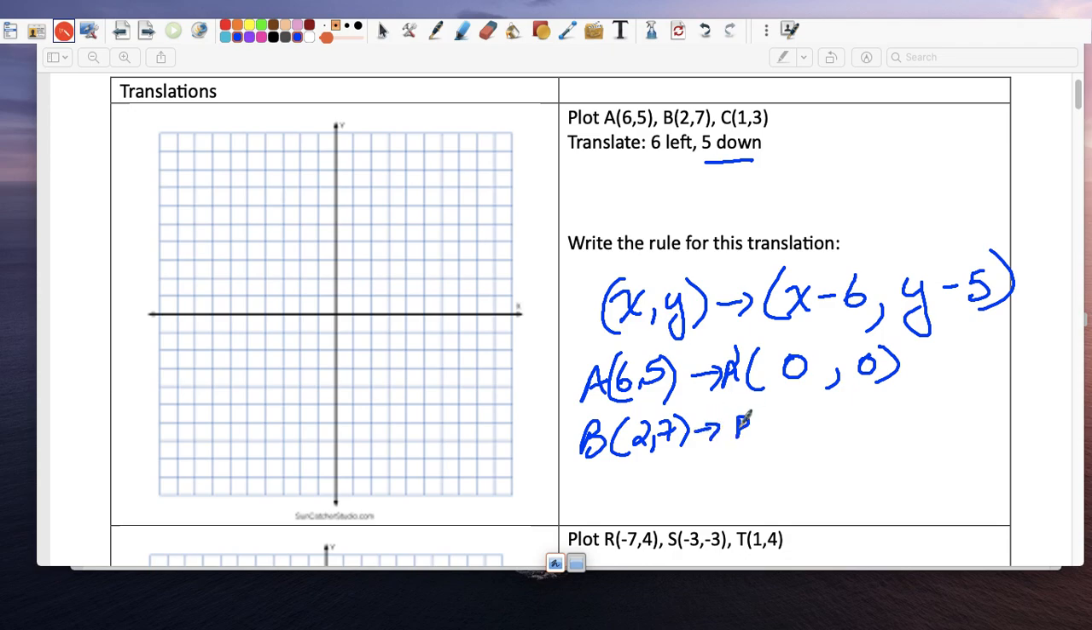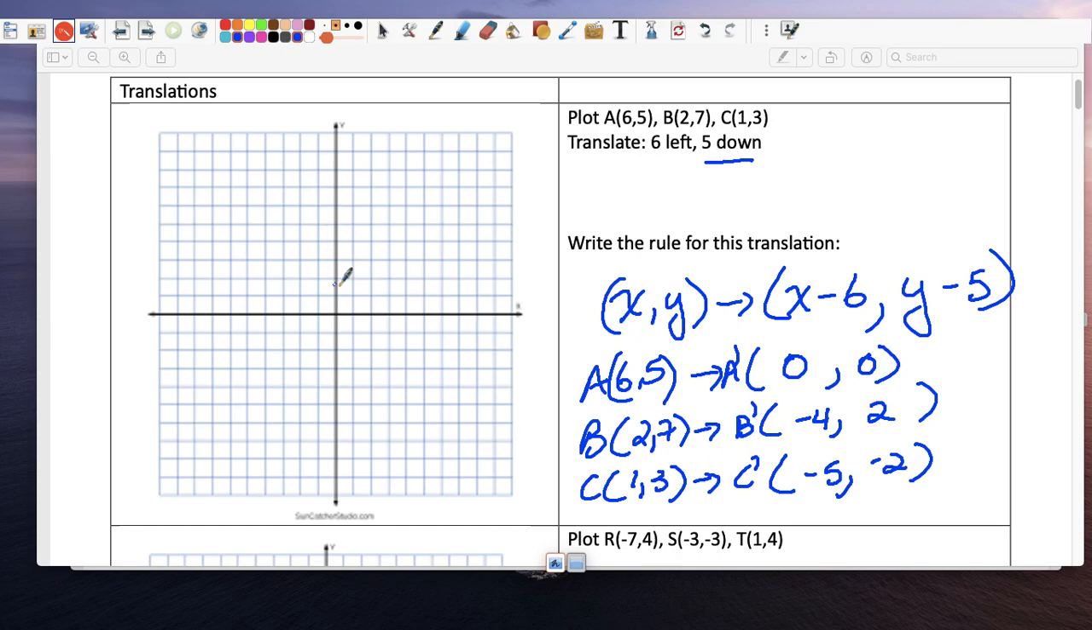B is 2 and 7. So 2 and 7 becomes, how does it become B prime? So from the 2, if you're on 2 on the x-axis and you go left 6, right, what ends up happening? You end up at negative 4. On the y-axis, if you're at 7 and you go 5 down, you end up at 2. And then C, which is 1, 3. How does it get to C prime? Well, if you're on 1 and you go left 6 units, you end up at negative 5. And if you're at 3 and you go down 5 units, you end up at negative 2.